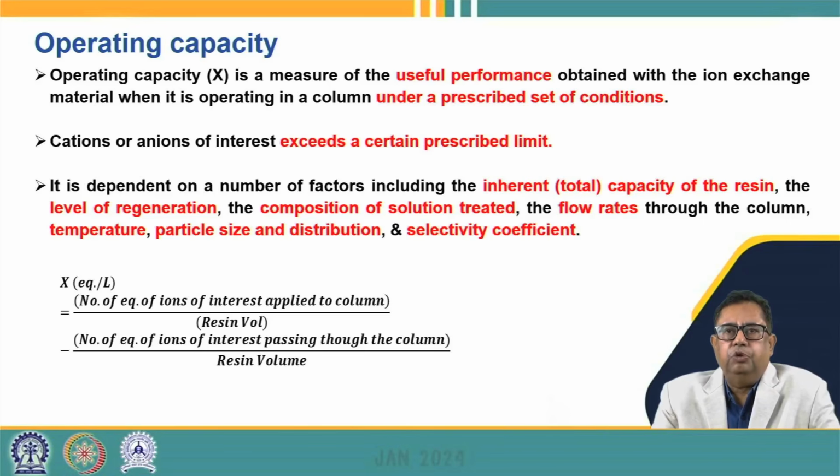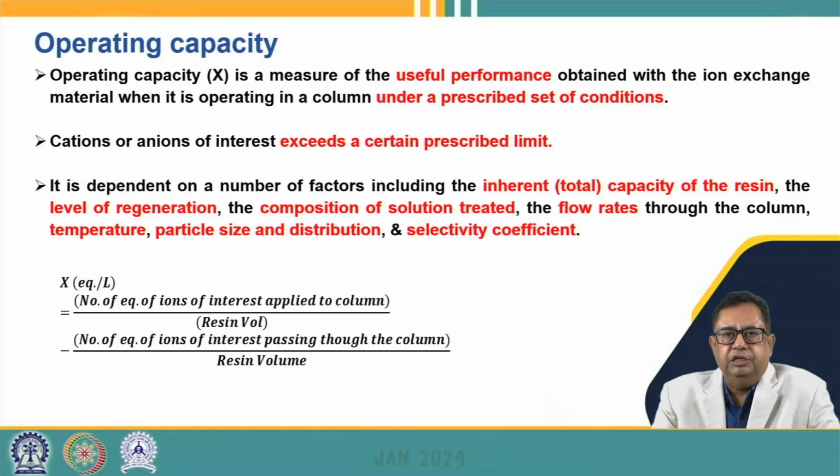It will depend upon the level of regeneration that is done to the resins. It will also depend upon the composition of the solution to be treated, how many types of ions it contains, or what the ionic strength of the water or wastewater being treated is. Similarly, the flow rate through the column will also define the operating capacity. That is, the higher the flow rate, the lower the operating capacity. Similarly, the temperature affects the kinetics of the reaction, so it also defines the operating capacity.